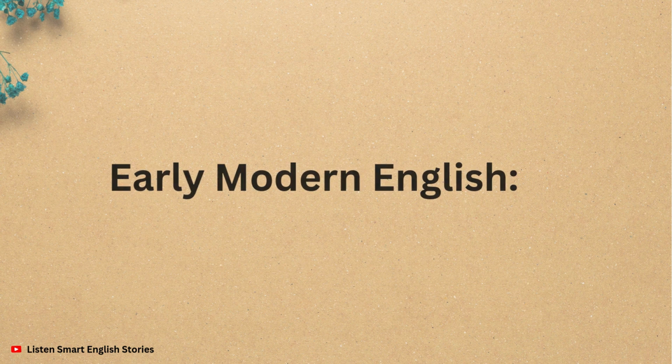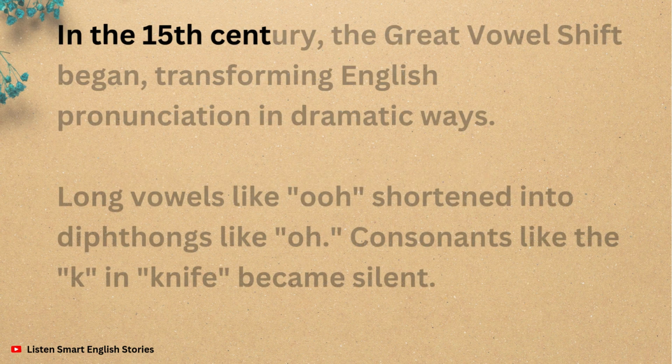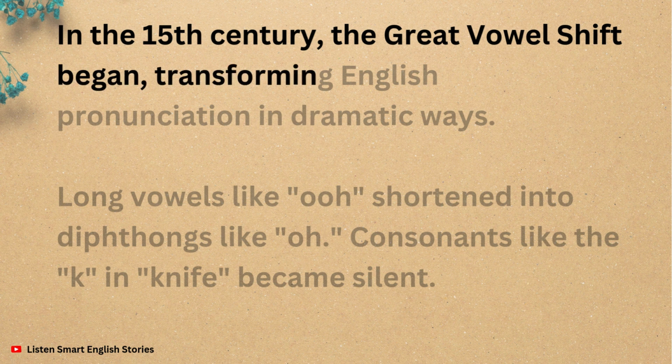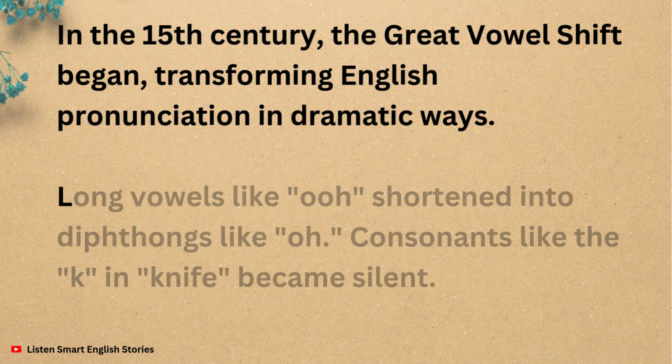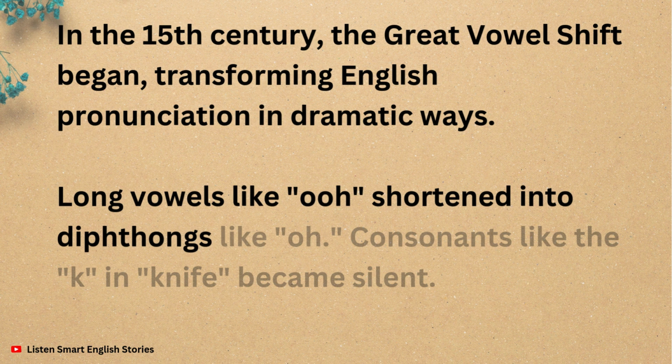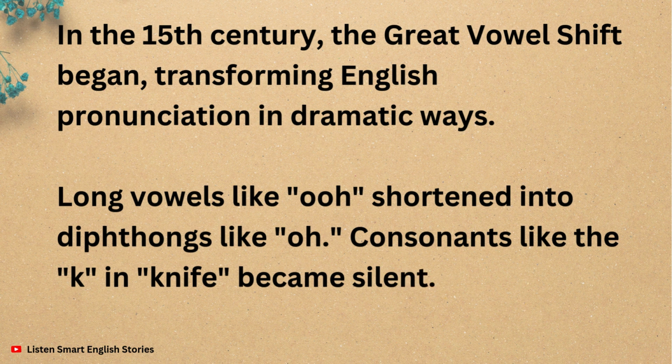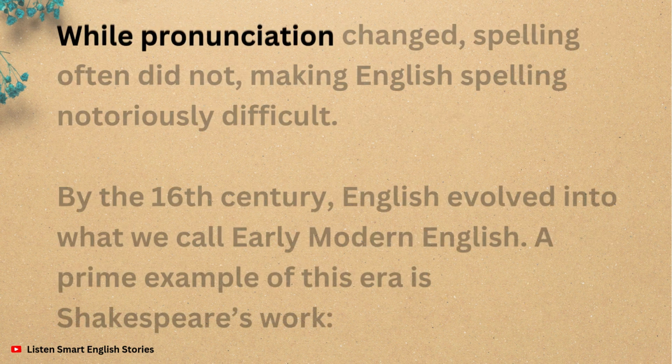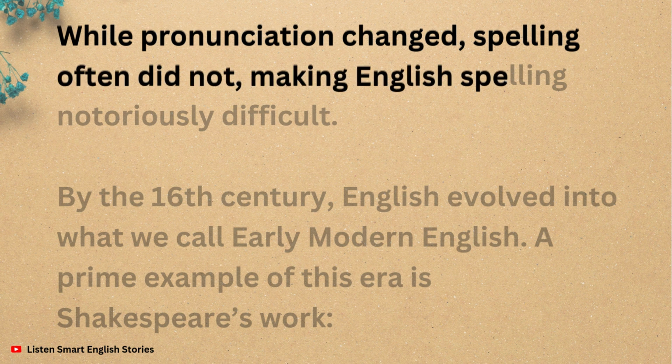Early Modern English. In the 15th century, the great vowel shift began, transforming English pronunciation in dramatic ways. Long vowels like oo shortened into diphthongs like o. Consonants like the K in knife became silent. While pronunciation changed, spelling often did not, making English spelling notoriously difficult.